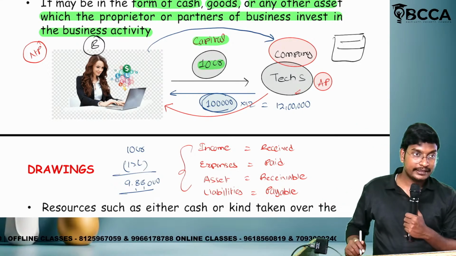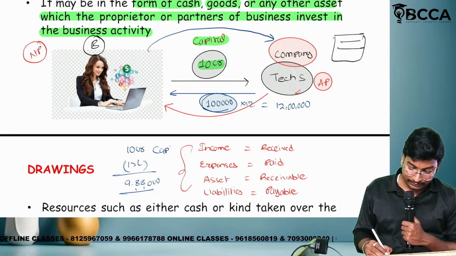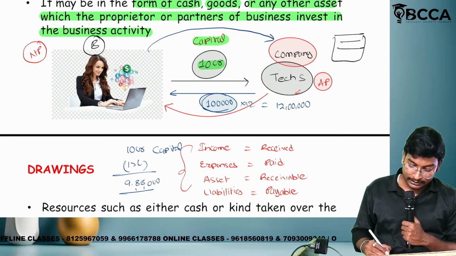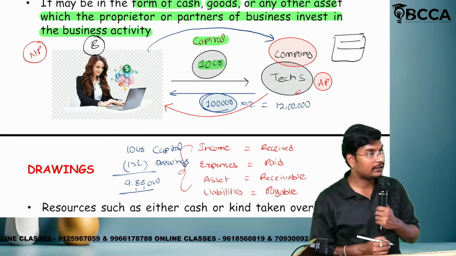So what is the treatment? This 10 crore is called what? Capital. This 12 lakh is called drawings.